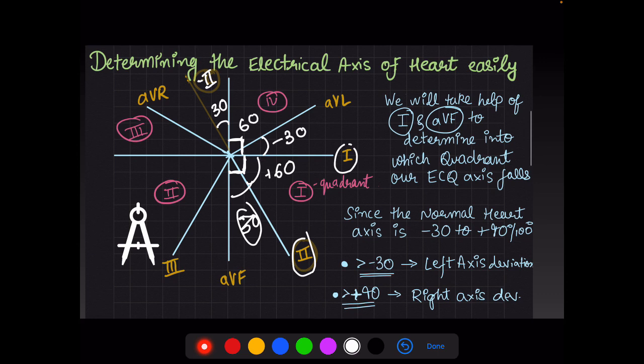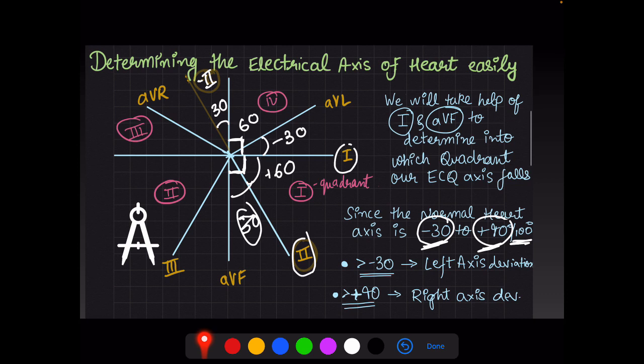The normal cardiac axis is between minus 30 and plus 90. Some books say to be 100, but that's okay. We'll keep it minus 30 to plus 90. This is the territory of a normal heart.